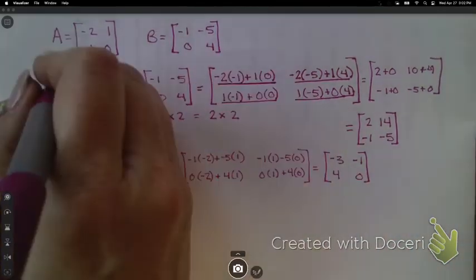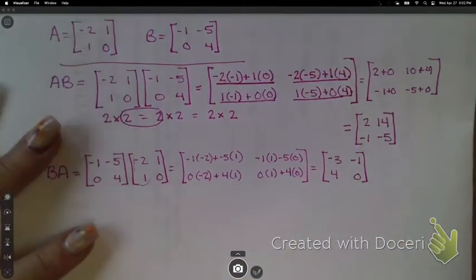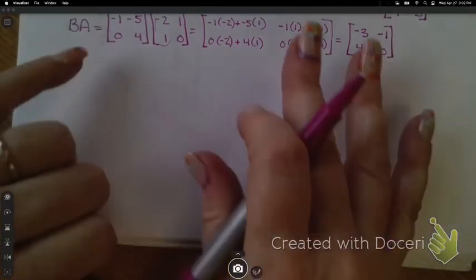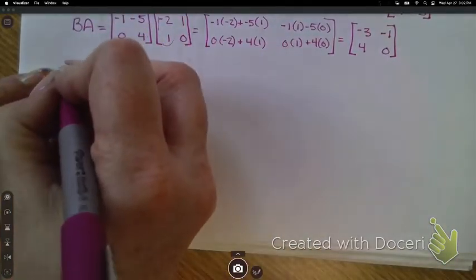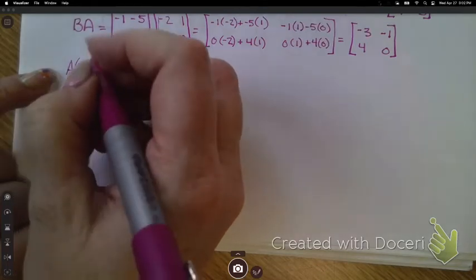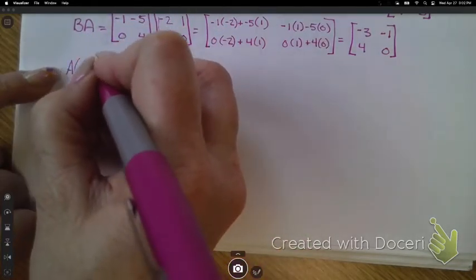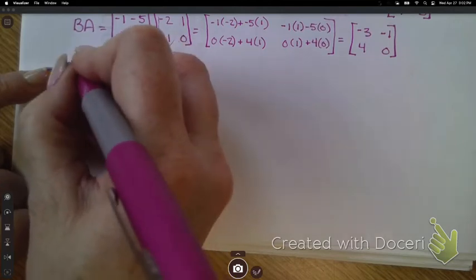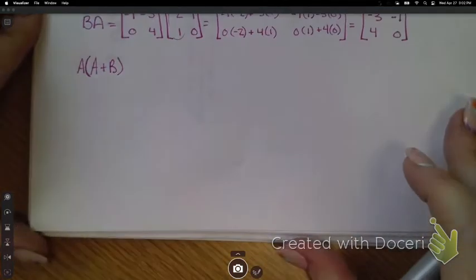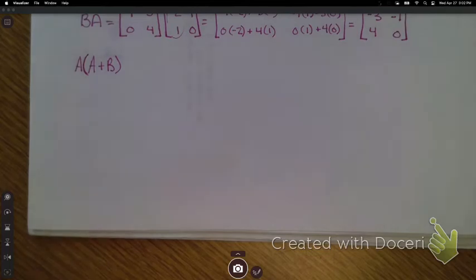Okay, so you guys still have your matrices written on your paper, yes? Okay, so now we're going to do a problem. A times A plus B. Well, what does that tell me to do? Add A plus B and then multiply that answer by A. Right, it's A plus B times A.